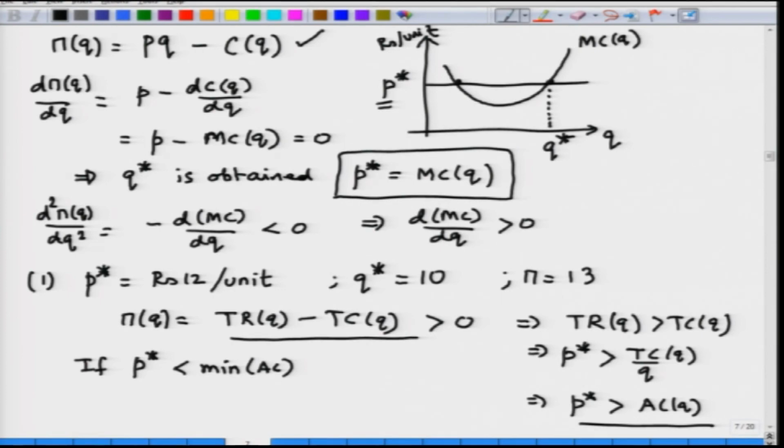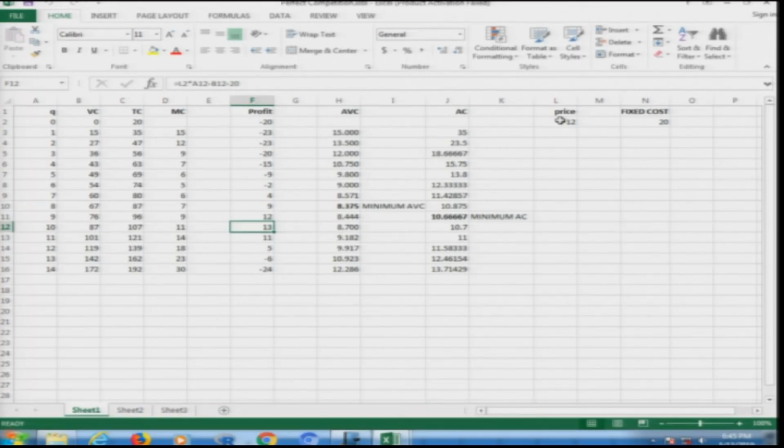Let's go back to that example. So, now instead of a price of 12, if I take a price which is equal to, let us say, 8 rupees per unit.